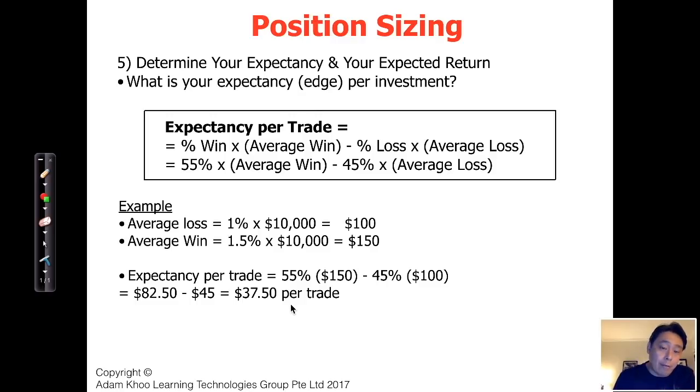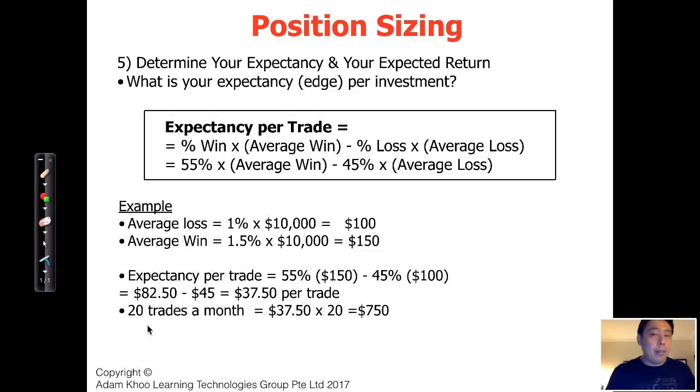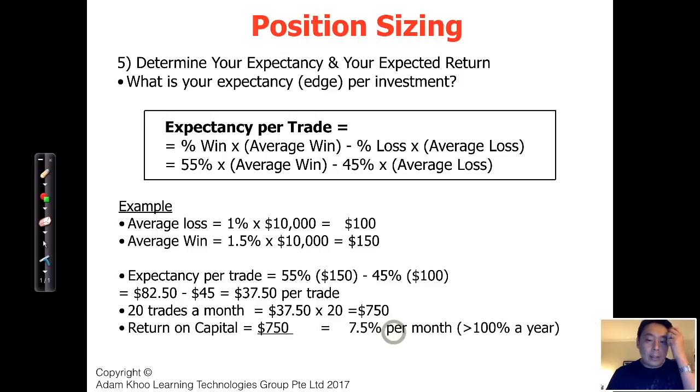That's the statistical average. So this means that if you do 20 trades a month, 20 trades multiplied by $37.50 is $750. And $750 over 10 grand, that is a 7.5% return per month. Okay? So if you compound that 7.5% a month over a year, it's over 100%. You're doubling your money every year.